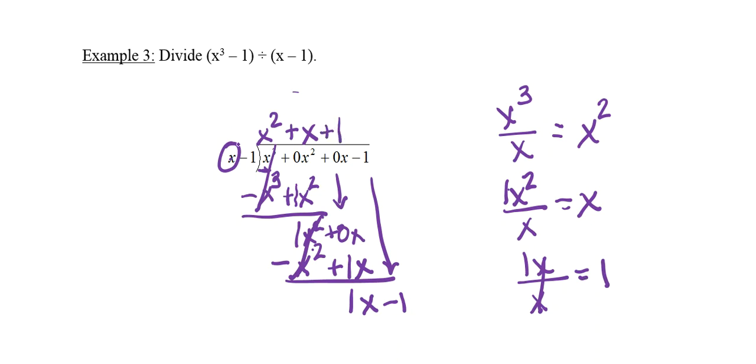Distribute. 1 times x is x. 1 times negative 1 is negative 1. I'm going to subtract, which changes signs. Goes away, goes away. Second time I ended up with no remainder. So in this case, the big thing though is if you're missing terms, like we were missing an x squared and an x, make sure you put zeros there to hold their place value.